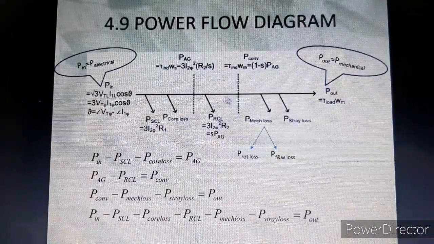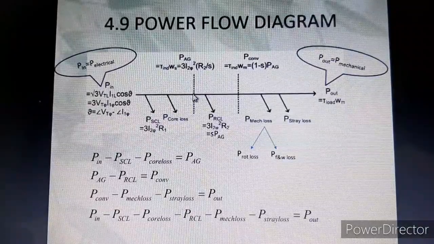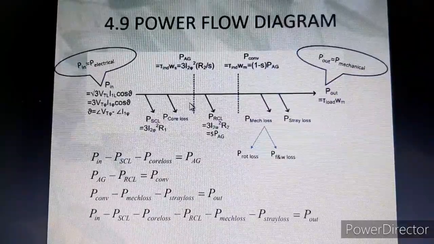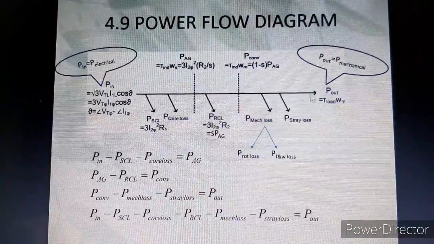These are the losses, and P air gap and P converted are the amount of power left at those points. In terms of the formula, just now I explained to you the formula for input and output.